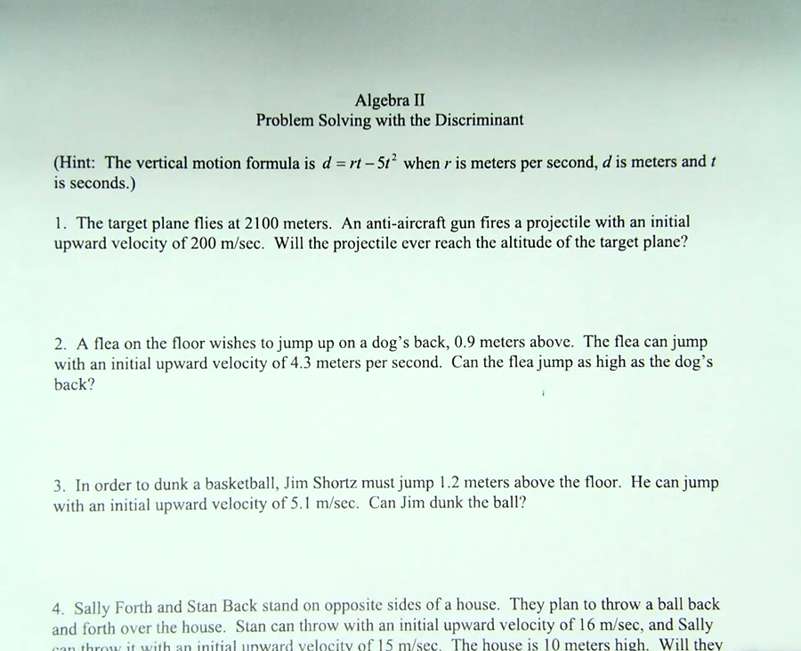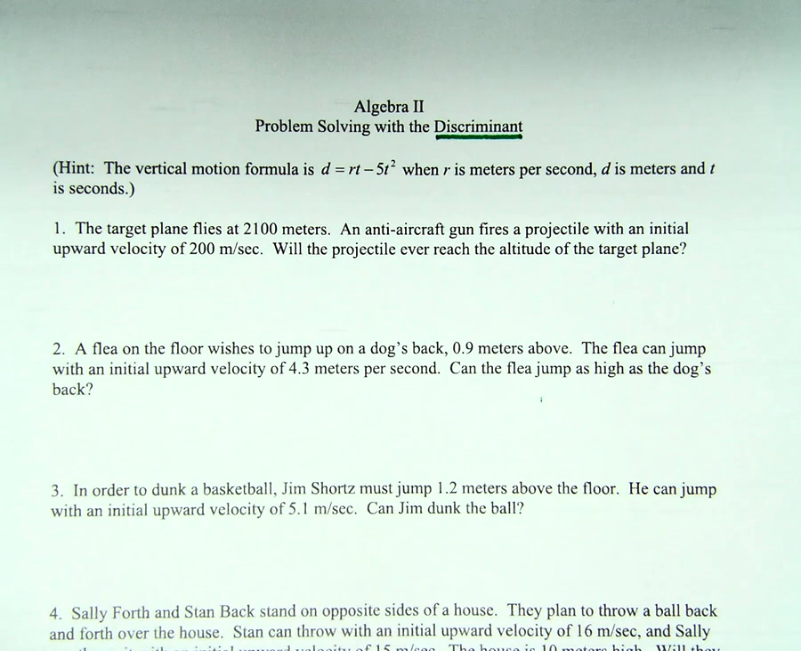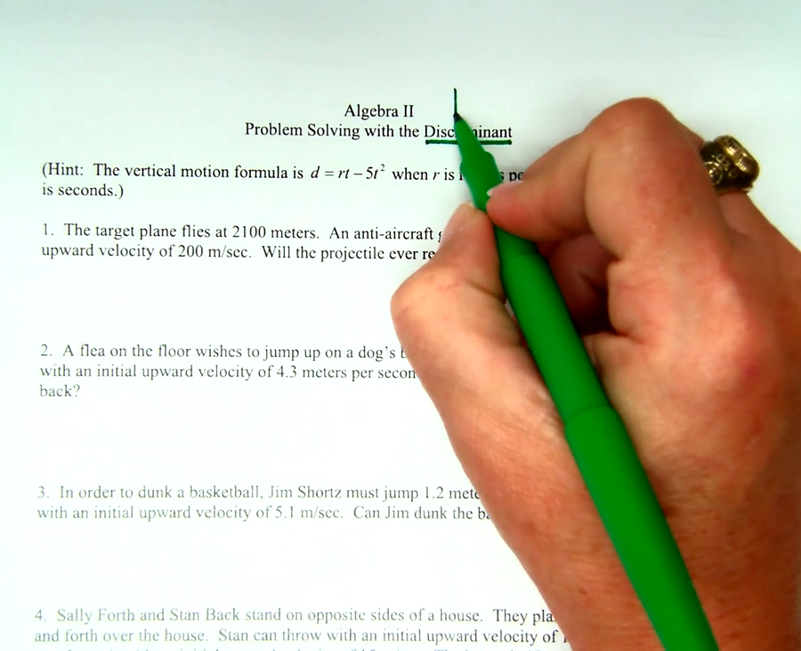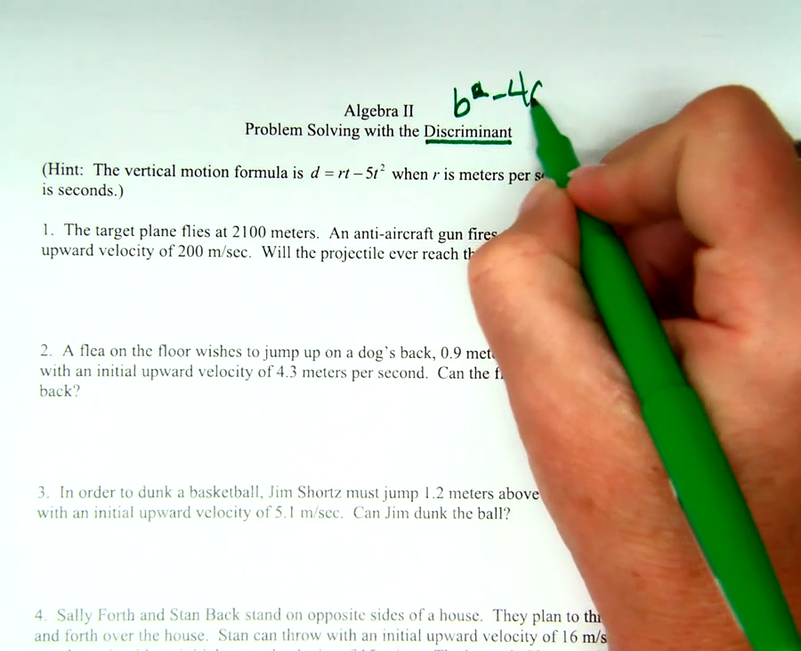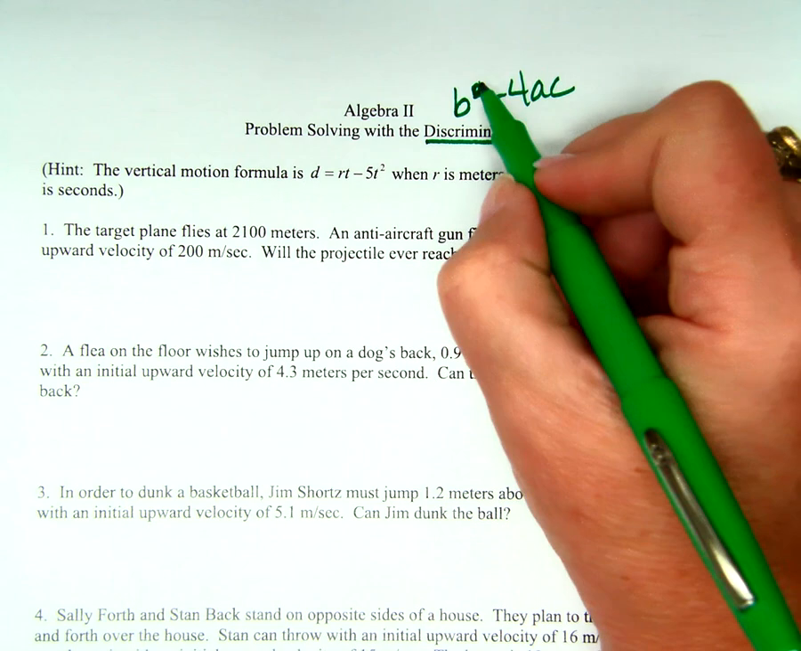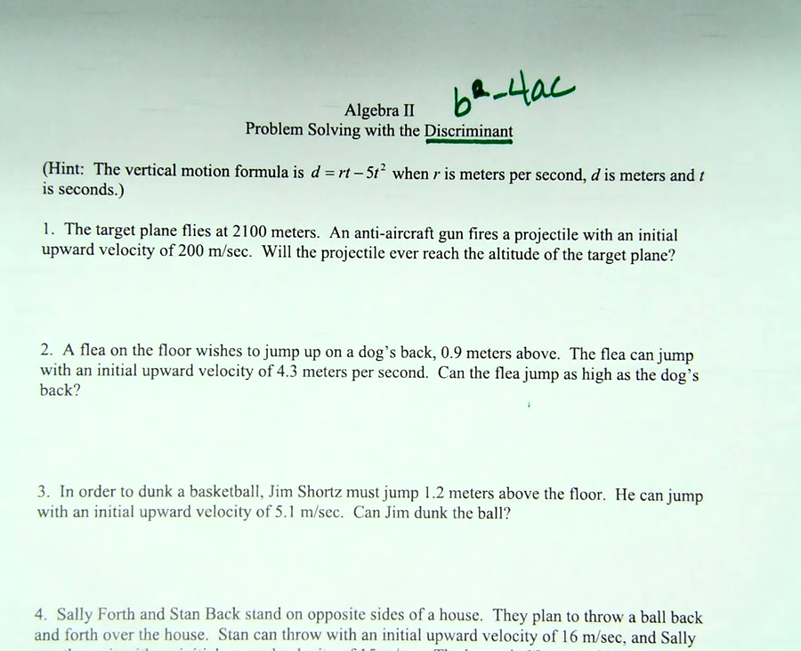Okay? Now notice what the title of this says. Problem solving with a discriminant. What is the discriminant? See, that's what you get for starting to say 4 when I started to write a 2. I'm not going to blame you because it was my own fault. b squared minus 4ac is the discriminant, right?